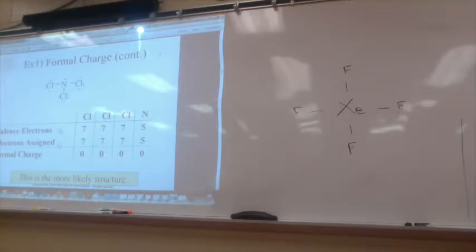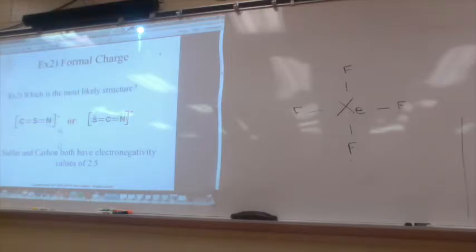And sometimes it will just require you to do that. It'll ask you for sure to demonstrate formal charge. So I am looking for a table. If I give you this question, I'm looking for a table. All right, which one is most likely to occur?